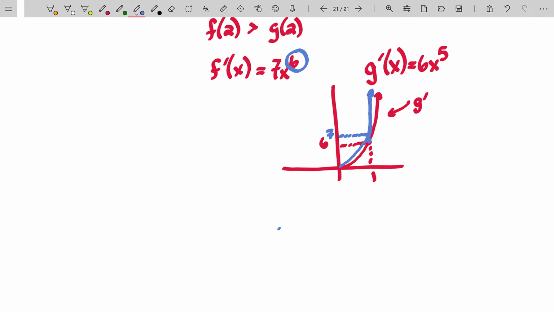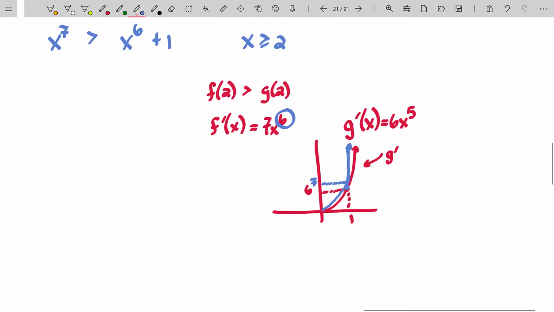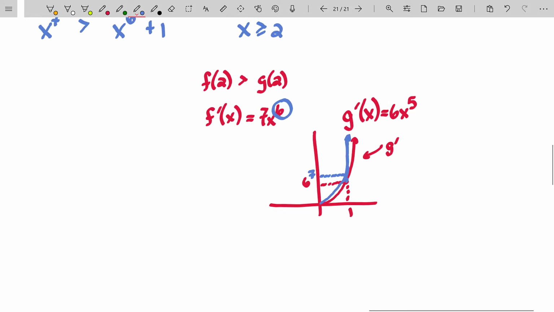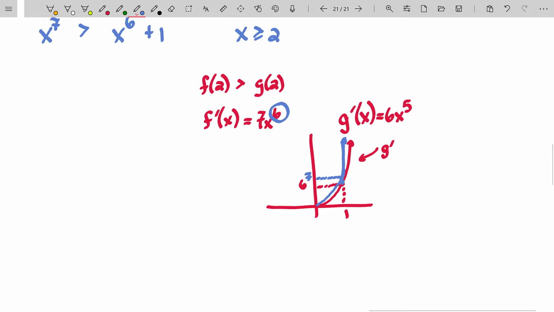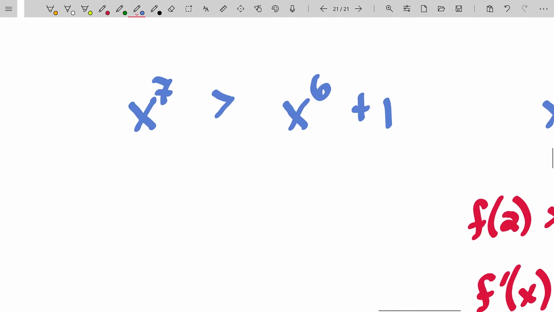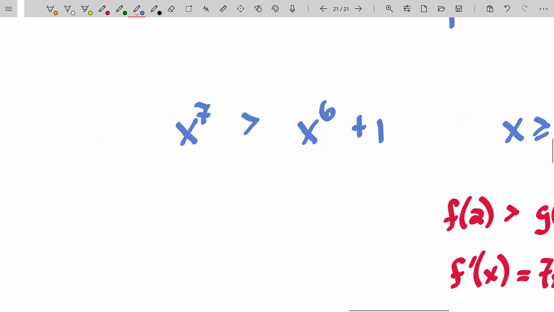I think that it's safe enough to go ahead and take that first derivative and just compare 7x to the 6th versus 6x to the 5th. That's an easy comparison. You know that f prime, 7x to the 6th, is greater than g prime, 6x to the 5th, for all x definitely greater than or equal to 2. So we have two functions. The one on the left starts ahead of the one on the right, and the one on the left is faster, so therefore the one on the left is always greater than the one on the right.